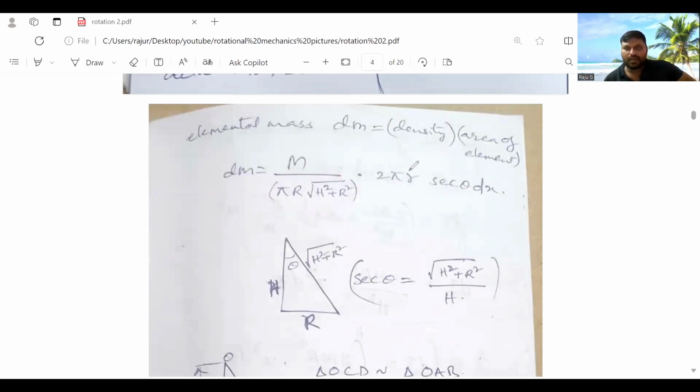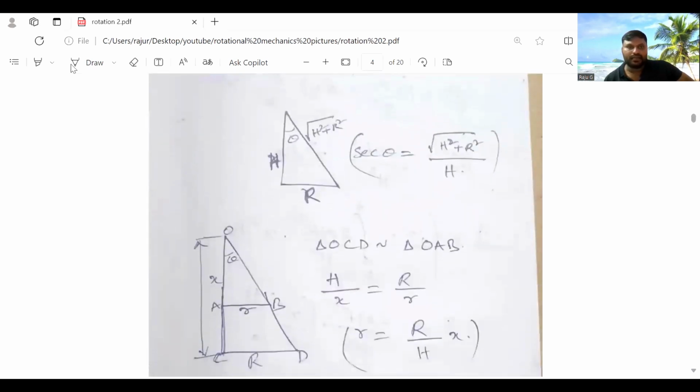Now, what is a small r? This small r is the radius of the elemental ring. So we can find the radius of the elemental ring by using this triangle. In this triangle, this is h, the height of the cone, and r is the radius of the cone. And this is the slant height, root over h square plus r square. This is theta, the half angle of the cone. Now secant theta, in this right angle triangle, is equal to hypotenuse divided by adjacent side. Okay. And we substitute that secant theta value in the above equation.